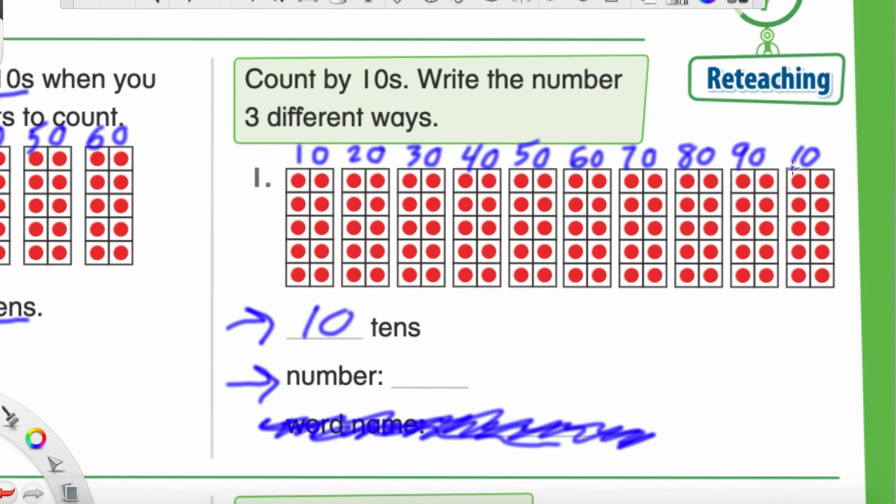Here's the only tricky part. When we get to our 10th 10 frame, we still put a 0 at the end because it makes 100 total. Okay, so even if you count it by tens, you get the same number. 10, 20, 30, 40, 50, 60, 70, 80, 90, 100. All right, so 10 tens makes 100.